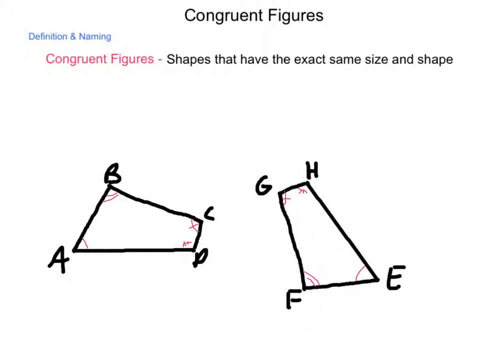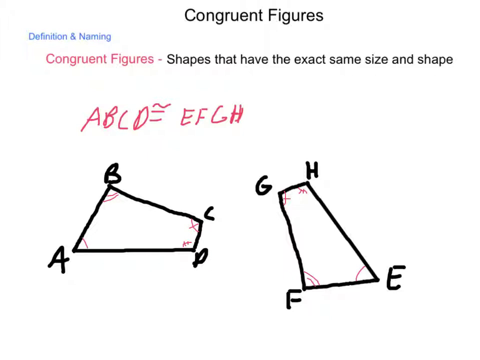So when I go to name these, I will do it in a manner that reflects that. I will simply say that quadrilateral ABCD is congruent to quadrilateral EFGH. It would be improper for me to say that ABCD is congruent to HGFE, because that would imply that angle A and angle H are congruent to one another, which they are not. So the order is very important.